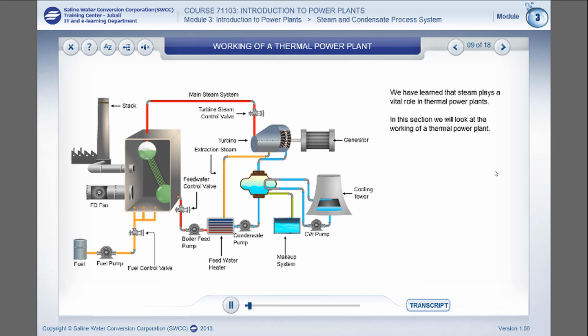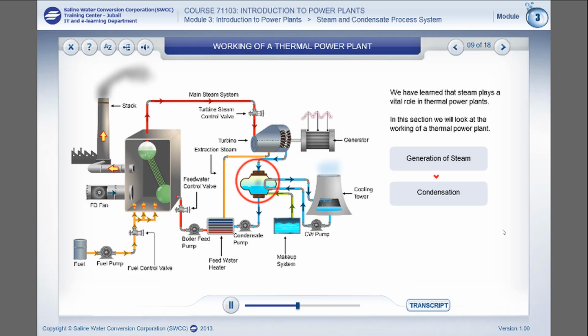We have learned that steam plays a vital role in thermal power plants. Now we will look at the working of a thermal power plant. In a thermal power plant, the boiler produces steam. Control valves regulate the steam flow to the turbine. The steam then expands and performs mechanical work in the turbine. From the turbine, the extraction steam goes to the feed water heater, while the exhaust steam goes to the condenser.